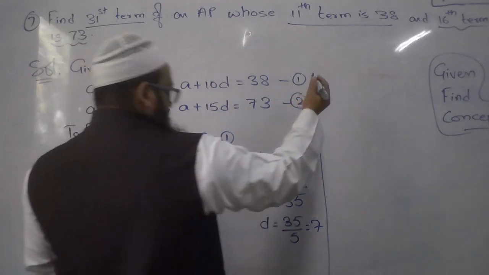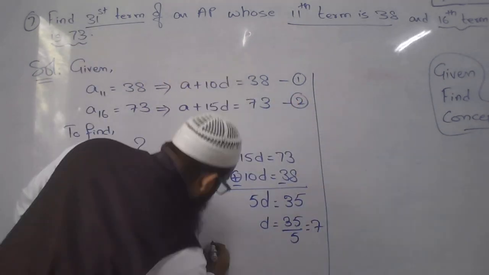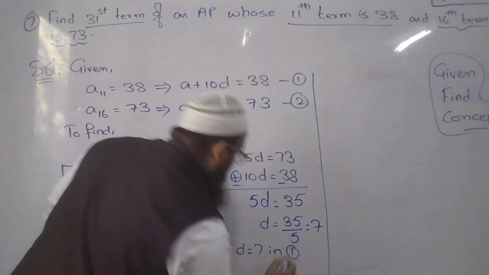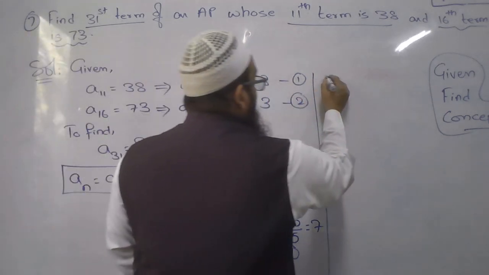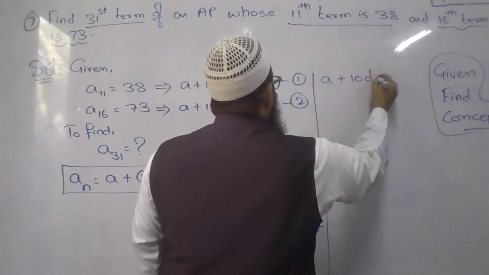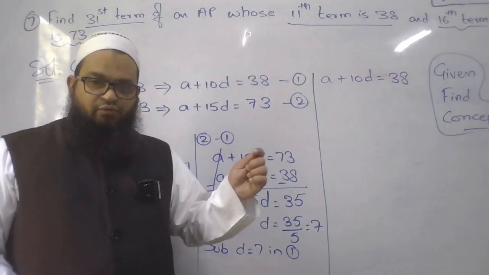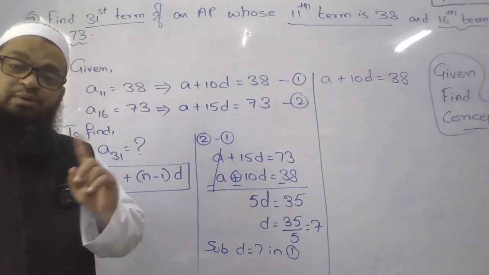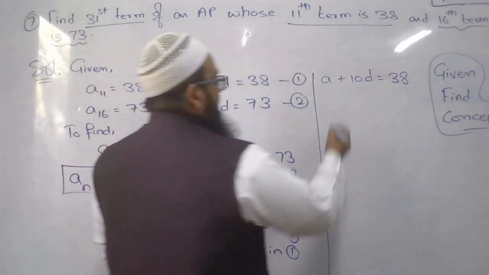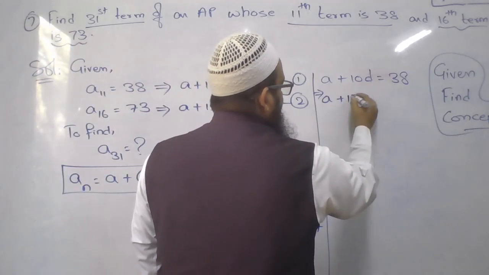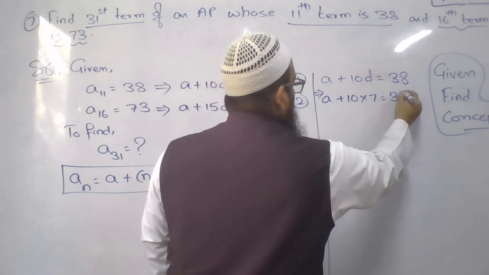So substitute d is equal to 7 in the first equation. So what is the first equation? Write the first equation. Do not do everything directly. Write it first. Okay, mistakes will never happen. Now substitute d. That implies a plus 10 into 7 equals 38.